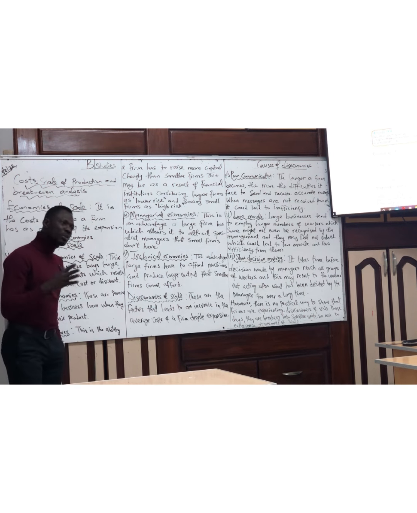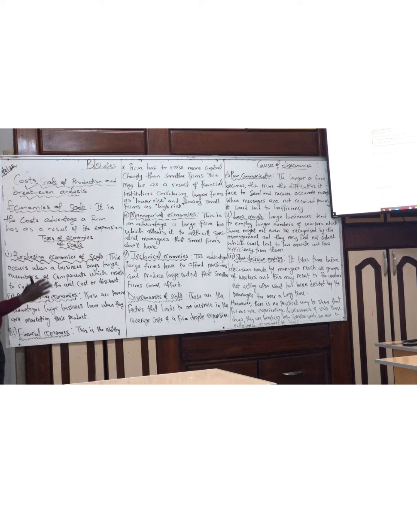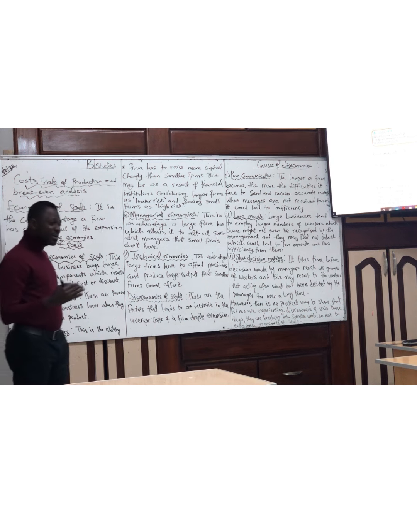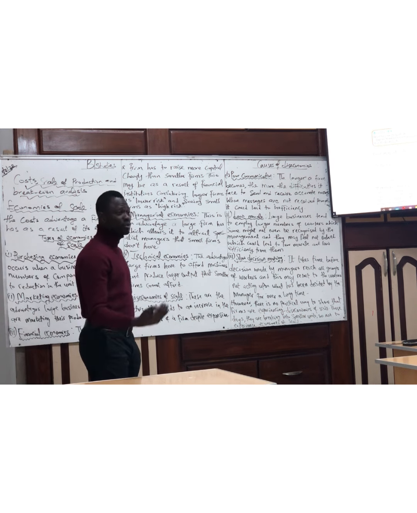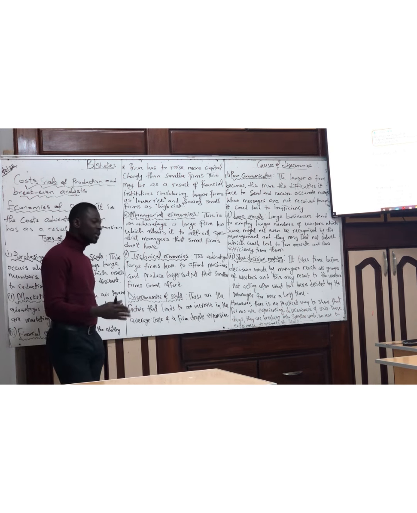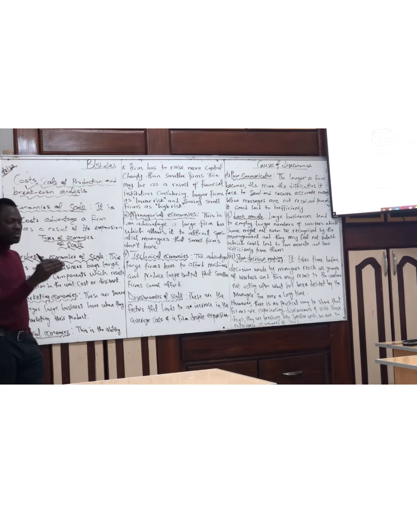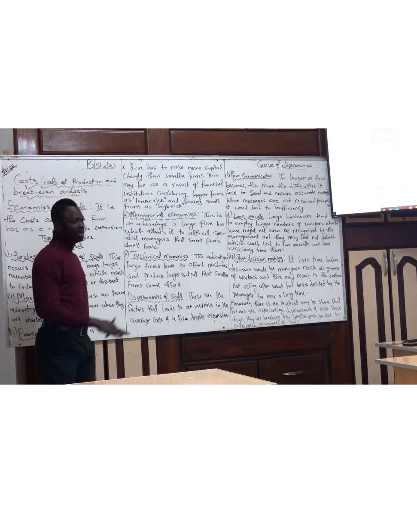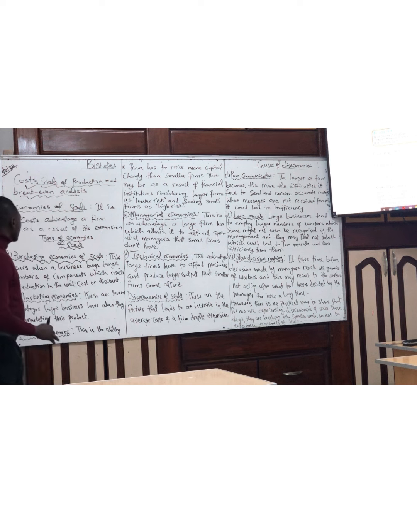So what is economies of scale? I wrote, it is the cost advantage a firm has as a result of its expansion. So whenever a business expands and it's able to reduce its cost of production, then you can say that firm is enjoying economies of scale. I think it's clear. So what are the types of economies of scale we have?